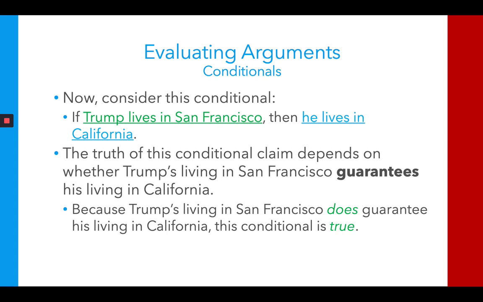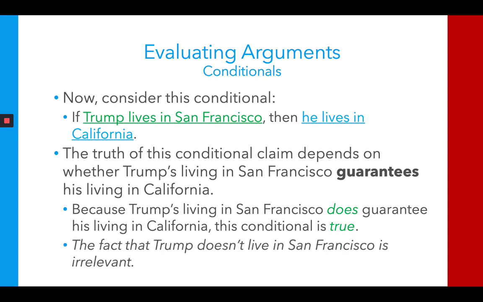Trump's living in San Francisco would guarantee his living in California. Right? We're not asking, does Trump live in San Francisco? We're asking, if he did, would that guarantee that he lives in California? And the answer is yes. So that conditional is true. Note, the fact that Trump doesn't live in San Francisco is irrelevant. We're not asking, is the antecedent true? We're asking, if the antecedent is true, if it were true, then would the consequent have to be true as well? And here the answer to that is yes.